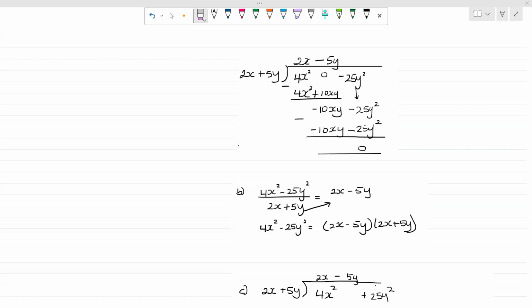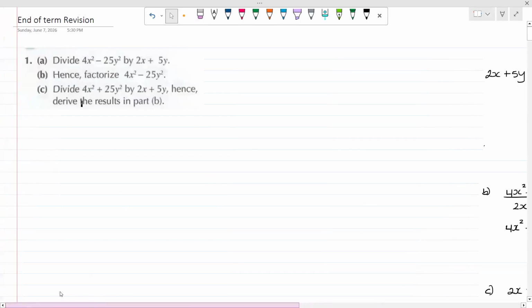All right, so we're looking at our end of term revision here. And we have our first question, which is to divide 4x squared minus 25y squared by 2x plus 5y, and then factorize, hence factorize 4x squared minus 25y squared. Finally, divide 4x squared plus 25y squared. Notice that the sign changed there by 2x plus 5y, and hence derive the results in part B.